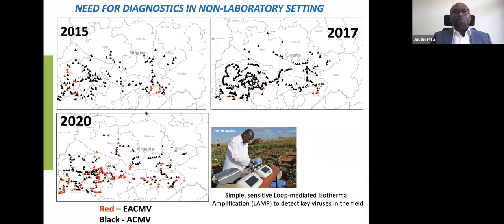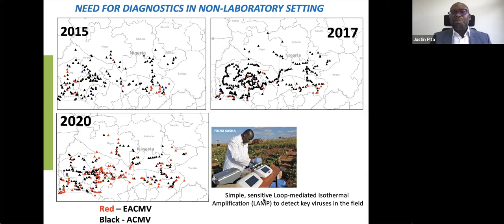We also know that we need to have an in-field diagnostic test, because look at these maps, 2015, 2017, and 2020 in Nigeria, same place. You look at this virus in red, you see that it's spreading around. It's spread by cuttings, by people who are distributing cuttings around the country. And we need to regulate that. We need to use a simple sensitive loop-mediated amplification system like the one Sasha is using.